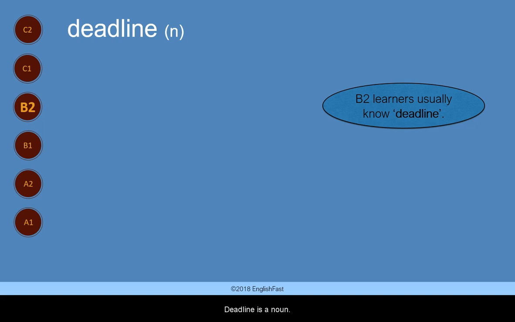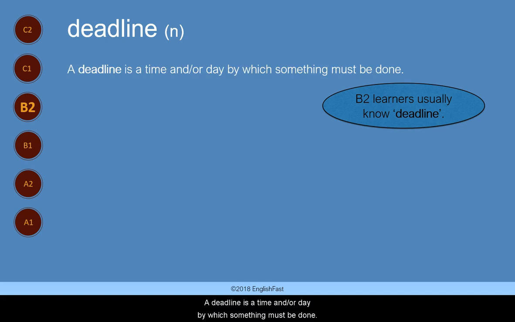Deadline. Deadline is a noun. B2 learners usually know deadline. A deadline is a time and/or day by which something must be done. Here are some examples.